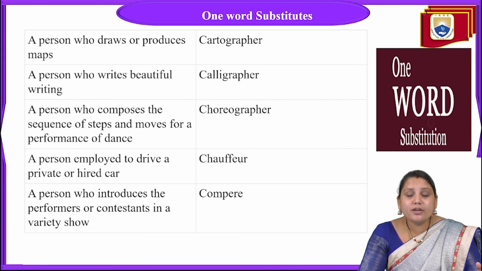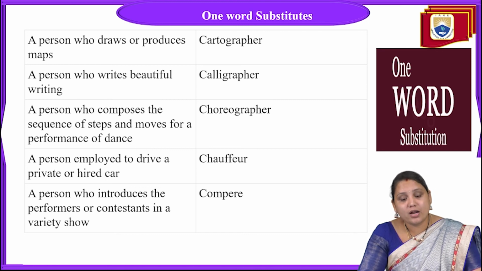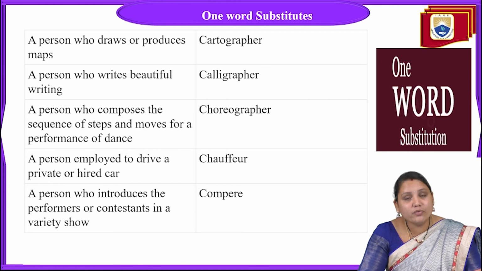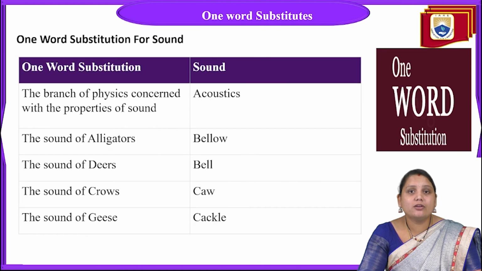Here, a person who draws or produces maps. What is he called? Cartographer. Next, calligrapher, a person who does beautiful writing. Next, choreographer, a person who composes the sequence of steps and moves for a performance of dance. Then, chauffeur, a person employed to drive a private or hired car. Next, compere, a person who introduces the performers or contestants in a variety show.